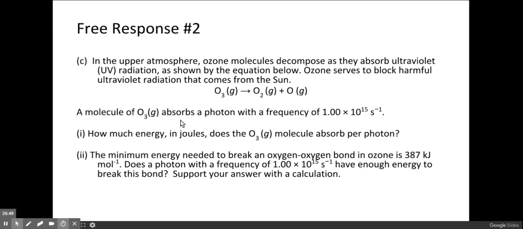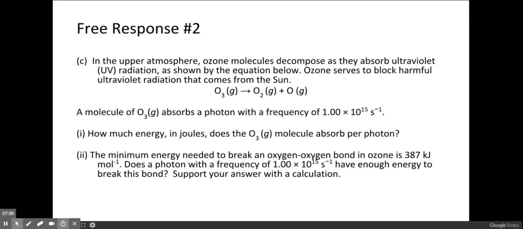A molecule of ozone absorbs a photon with a frequency of 1 times 10 to the 15th inverse seconds, or hertz. Okay? So here are your questions. How much energy in joules does the ozone molecule absorb per photon? And the minimum energy needed to break an oxygen-oxygen bond in ozone is 387 kilojoules per mole. Does a photon with a frequency of 1 times 10 to the 15 inverse seconds have enough energy to break this bond? Support your answer with a calculation.